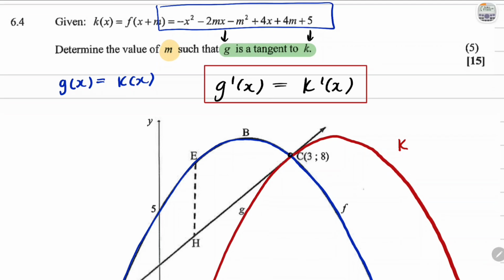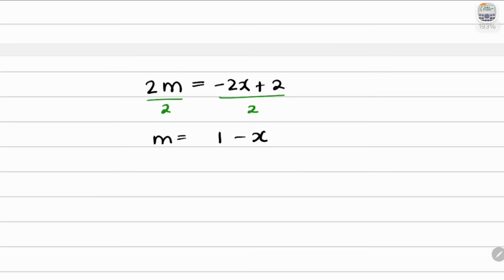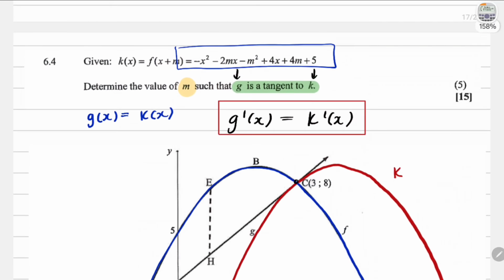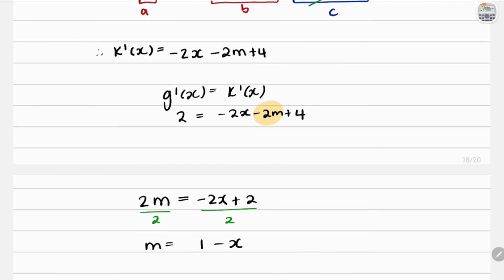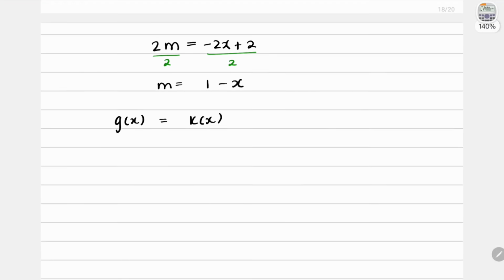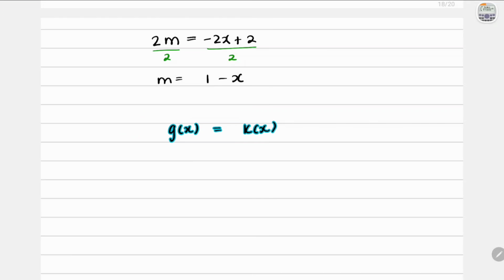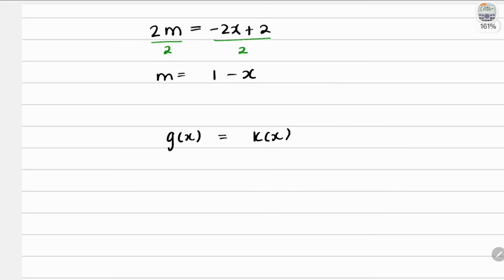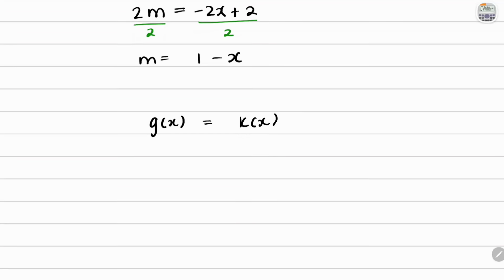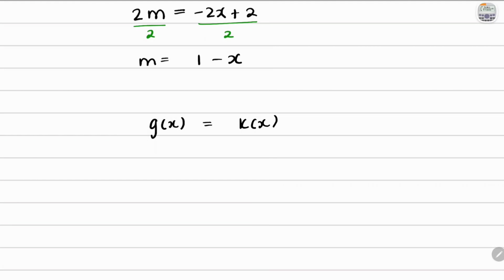The reason I'm going to do that is because, you see here, this is not very helpful. m is equal to 1 minus x. You still have two variables missing, so we need one more piece of information. So let's go ahead and equate g of x with k of x. This is just going to be a very long equation. I really think x should be the subject here, but we'll see. So we're equating these two together, and then let's go.